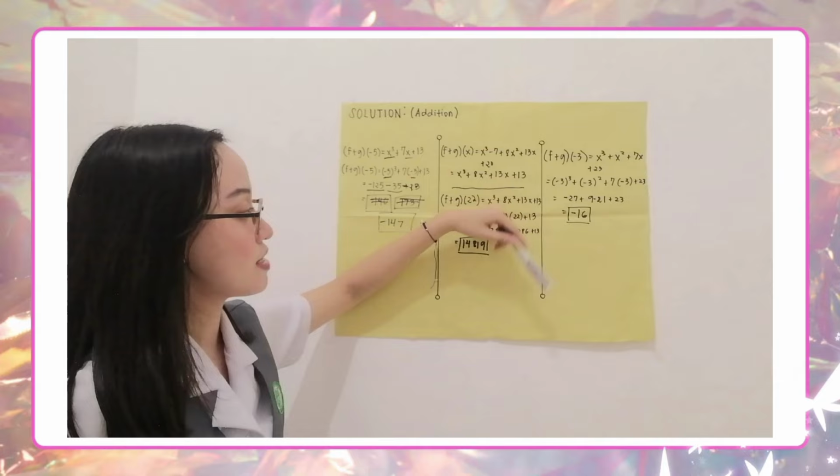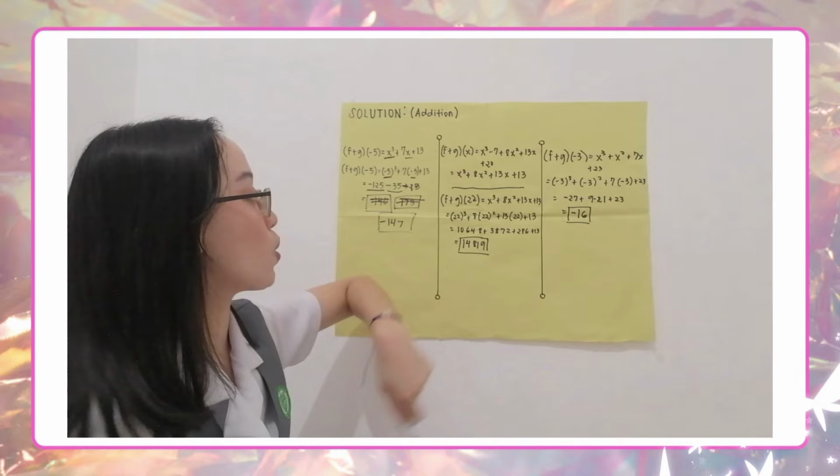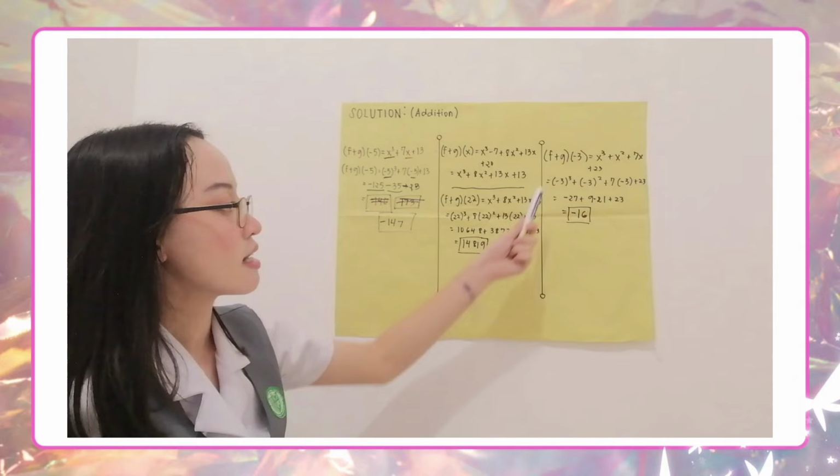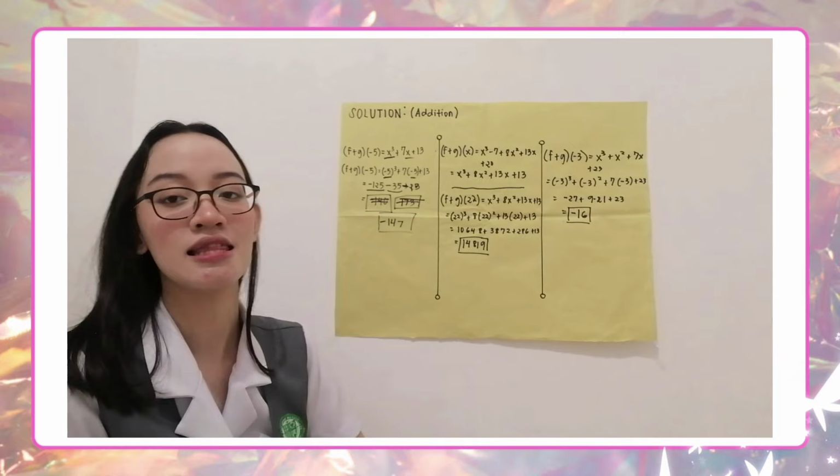After that, we can substitute it because it is simplified already. So, negative 3 raised to 3 plus negative 3 raised to 2 plus 7 times negative 3 plus 23. Then, negative 27 plus 9 minus 21 plus 23, and the sum is negative 16.